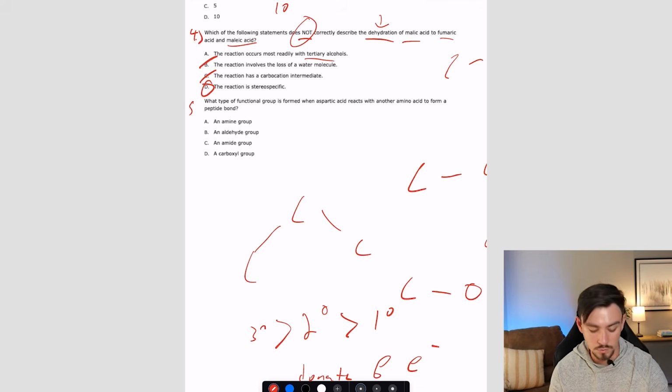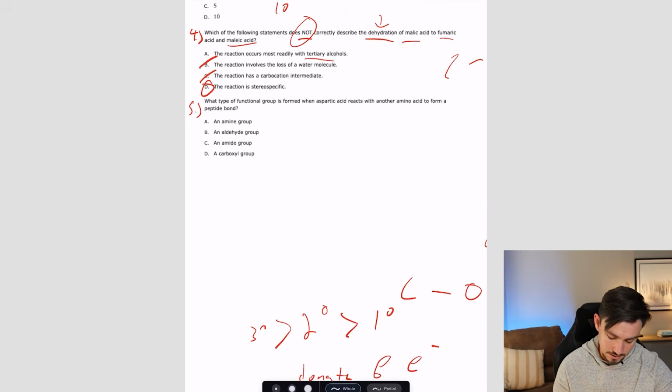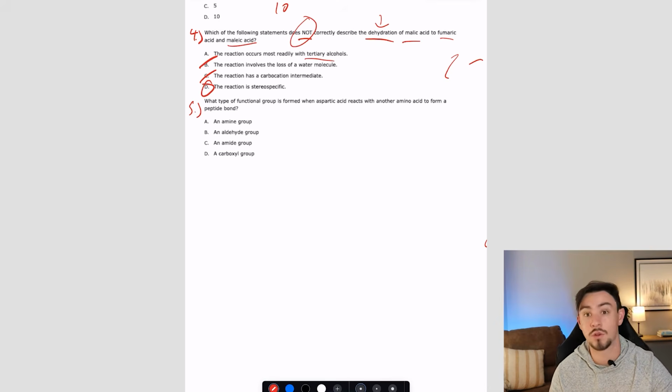And then number 5 says, what type of functional group is formed when aspartic acid reacts with another amino acid to form a peptide bond? So this is something that we explicitly have taught in our high yield lecture series. It's the idea that it's so important to know the functional groups of amino acids and what a peptide bond breaking and forming looks like. So let's draw that out.